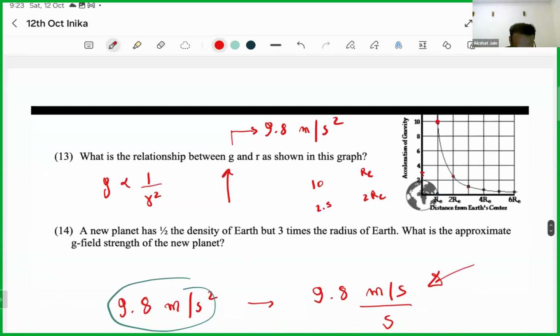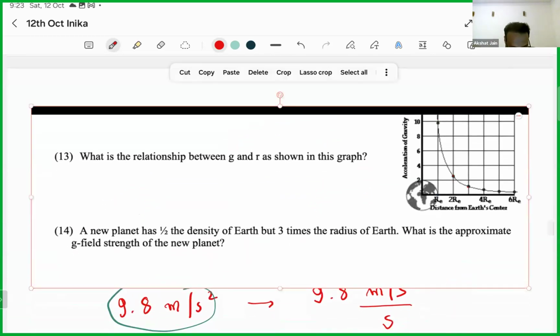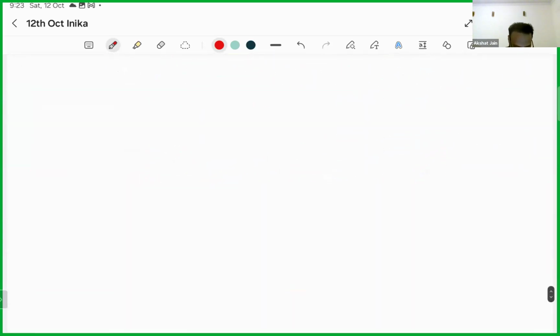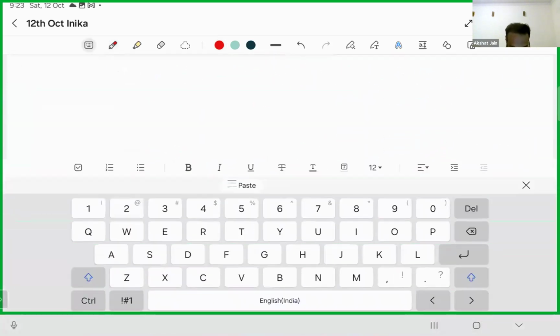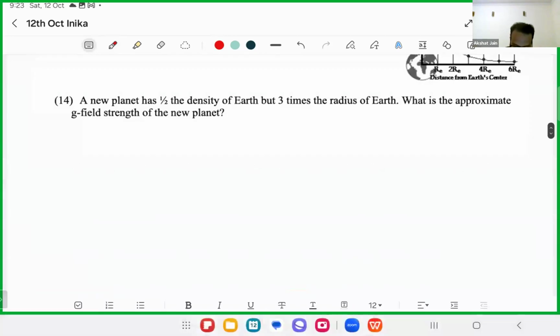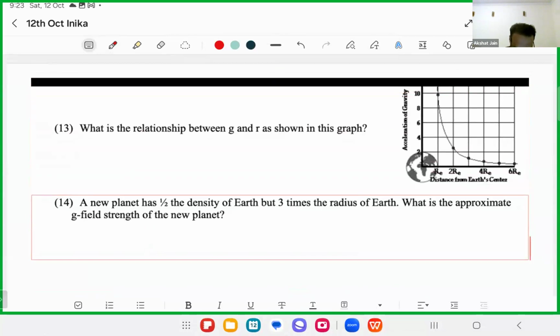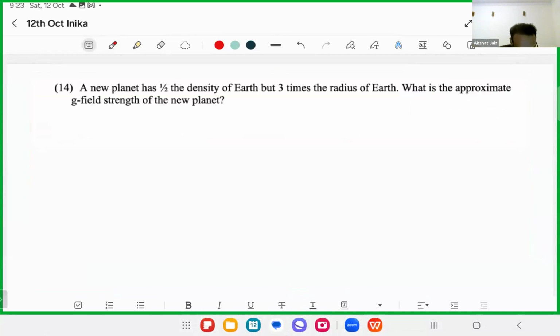Now, I believe that 14th question is a really interesting question. Now we can both do it together. We can contemplate what can we do, and I'll make you do this question. Now they are talking about construction of a new planet, which is half the density of the Earth, but 3 times the radius of the Earth.